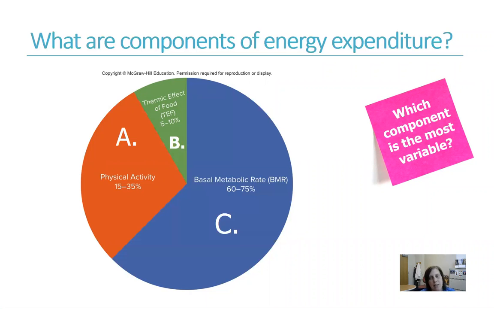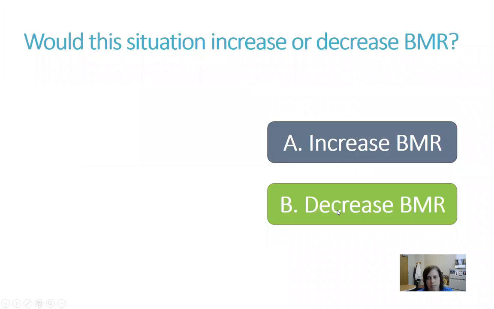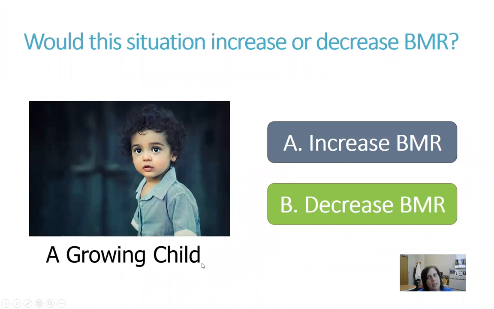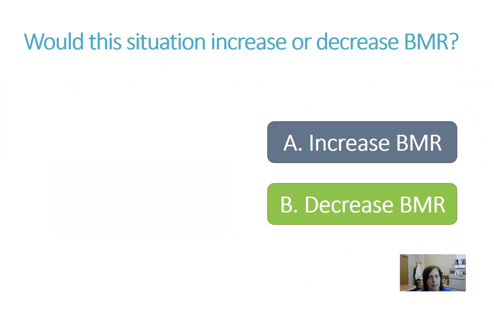One of the other things that you'll need to be able to do in this class is thinking about what factors affect whether or not basal metabolic rate goes up or down. So let's look at a couple of examples. In this situation, a growing child, would this increase or decrease basal metabolic rate, or BMR? In this case, it will increase basal metabolic rate.